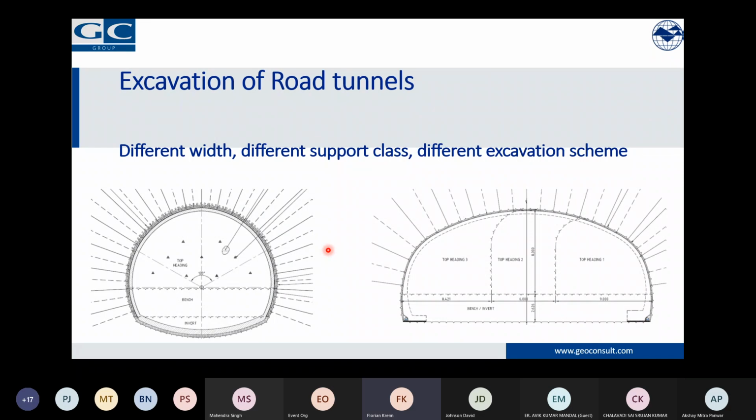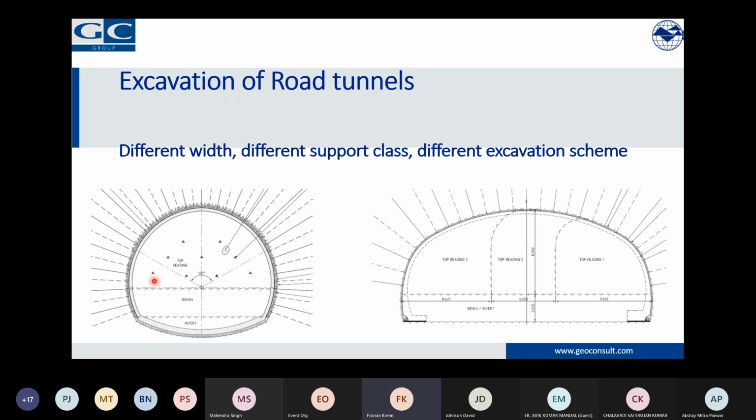So these two drawings are more or less in the same scale. A 2-lane road tunnel and a road tunnel with, I think, 4 lanes. The width is double. The height has been tried to be kept as low as possible somehow.